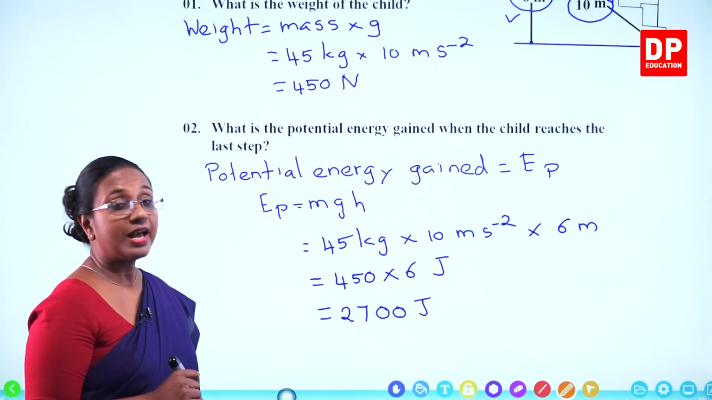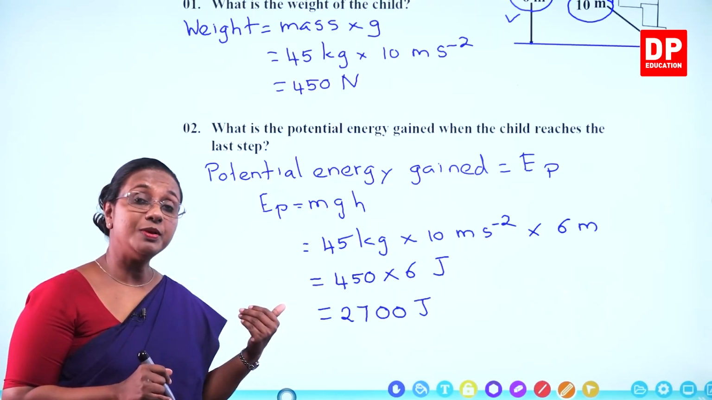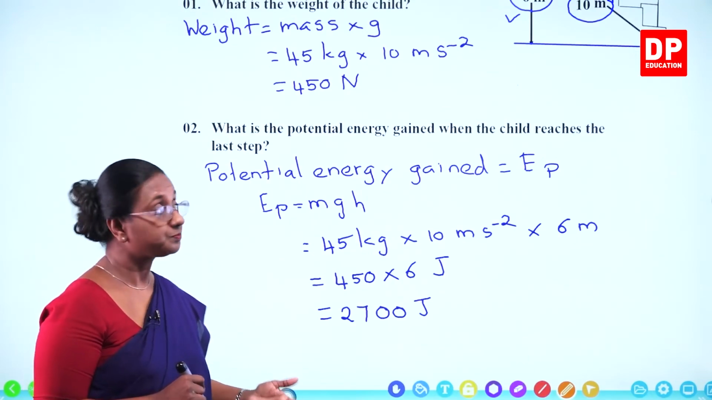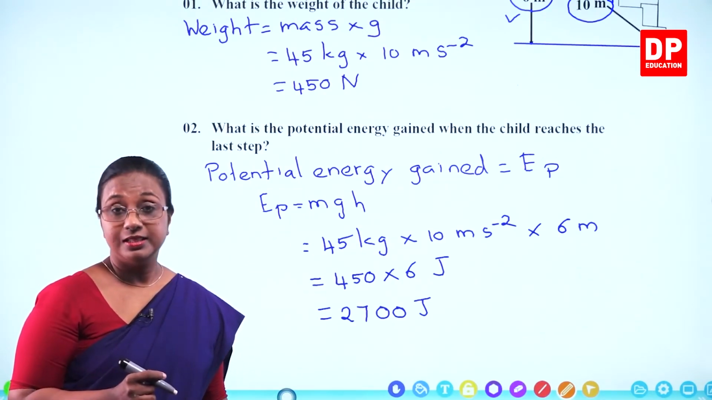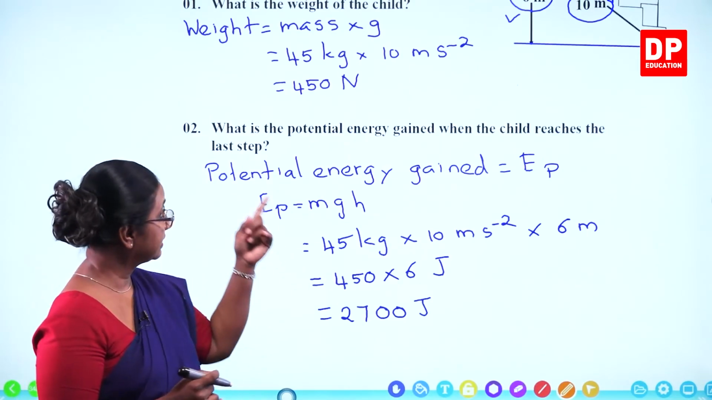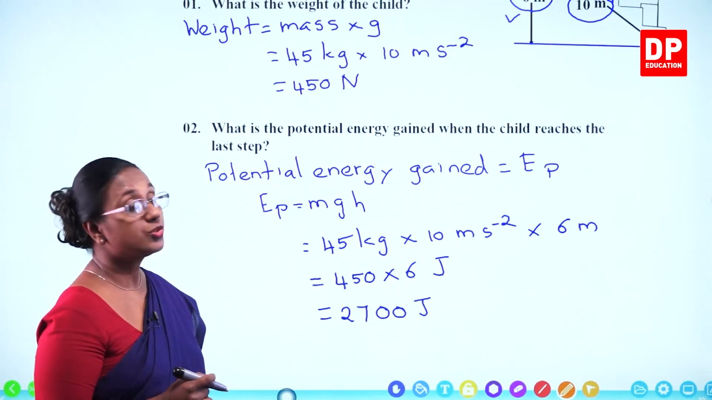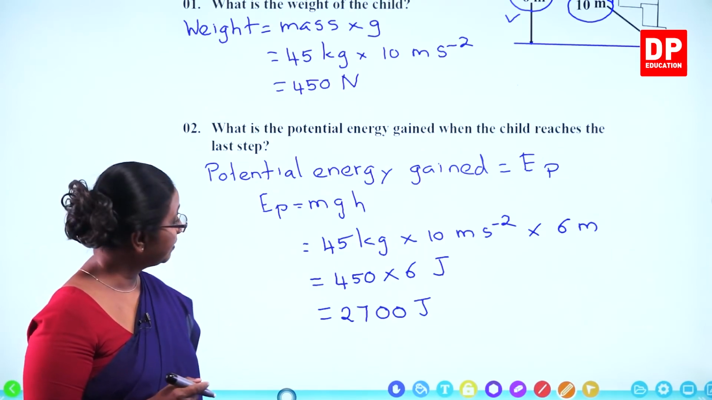This is one way of calculating. Like I told you all before, if you know the work done, work done is weight of the child into the height moved. That is the vertical height. Directly also you can multiply 450 by 6.